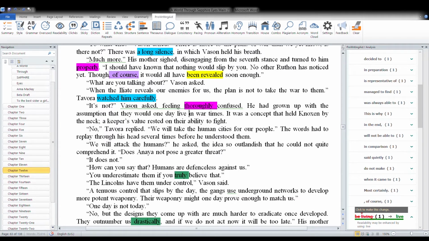It's got a bit more power to it. He had grown up with the assumption that they would one day live in war times.